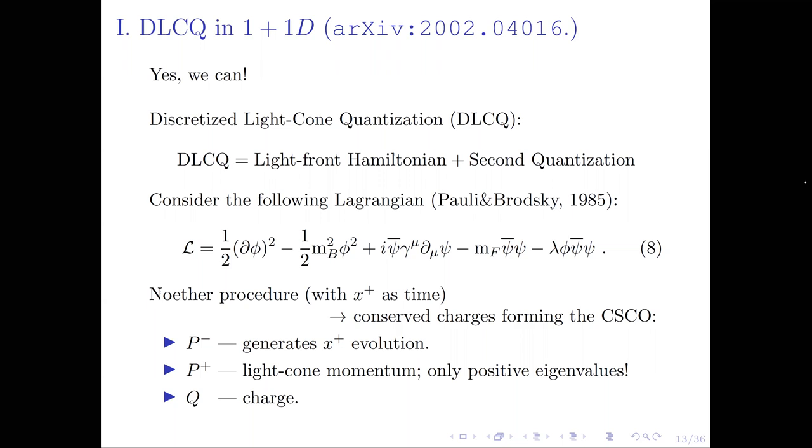We proceed as follows. We say that x plus will be our time, and we do the Noether procedure and derive conserved charges for this theory, which form the canonical set of commuting observables. We have P minus, which corresponds to x plus translations. This is the light front version of the Hamiltonian operator. You also have P plus, which corresponds to x minus translations. This would be the light cone momentum operator. And you also have a charge operator, whose meaning is similar to what you have in equal time.